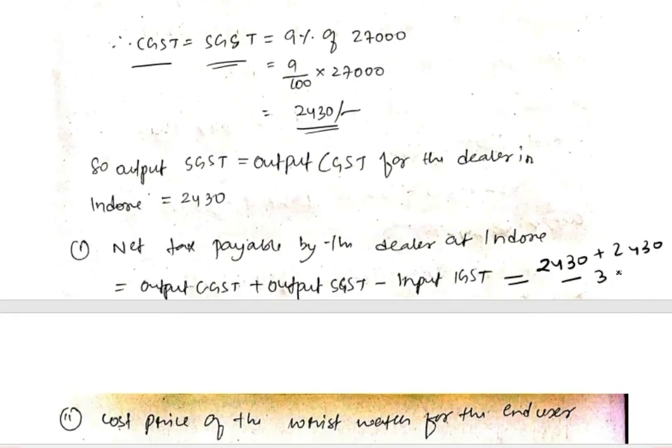3960. So if we subtract it, 2430 plus 2430 will be 4860, and we have to minus 3960. So that is 900. Okay, so the answer is rupees 900.